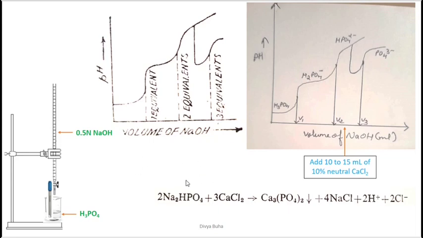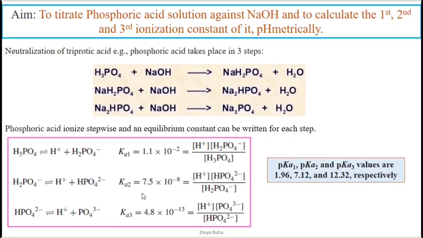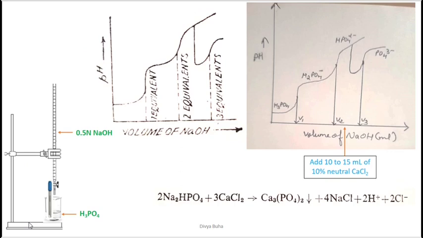So in order to overcome this and obtain the proper third equivalence point, what should be done? That we will be seeing further. For that, you can add 10 to 15 ml of 10% neutral calcium chloride solution. Just after the second equivalence point has been obtained, in the beaker where you had H3PO4, which would now be Na2HPO4, that is HPO4 2 minus, you need to add calcium chloride.